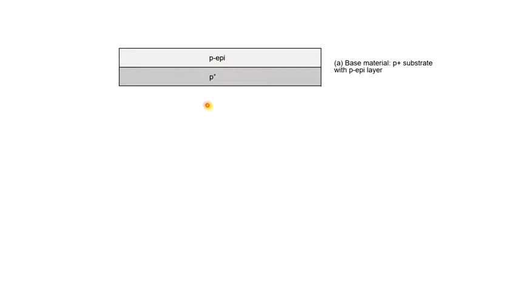Suppose this is the starting wafer that is given to us, which consists of a P plus substrate with a P epi layer, as shown here. Epi means it is an epitaxial layer which has been grown on this P plus substrate. You know that the substrate is always pretty thick, and this epi layer is quite thin compared to the P plus substrate. But remember, this diagram is not to scale.